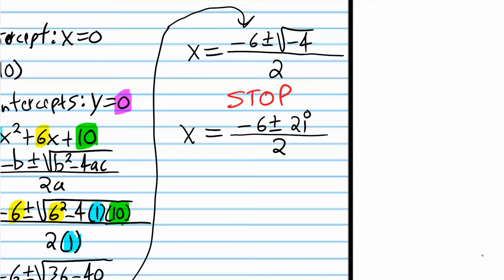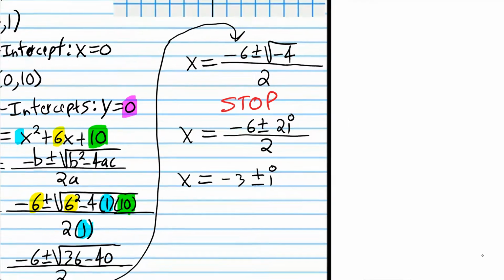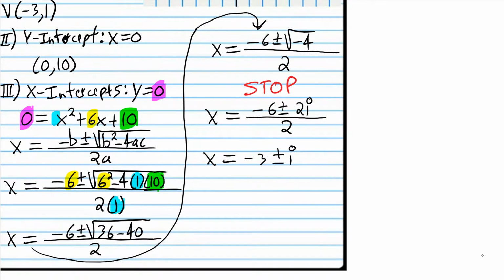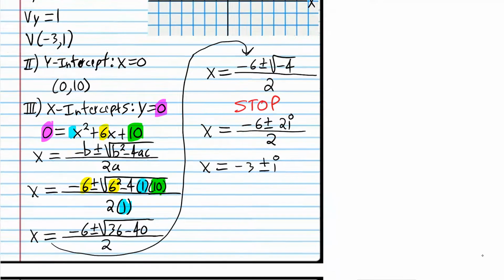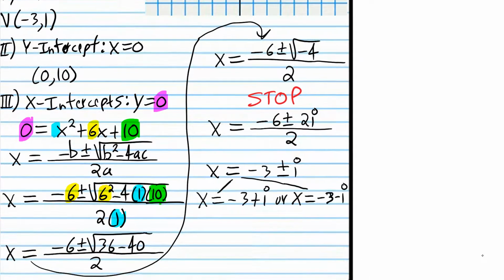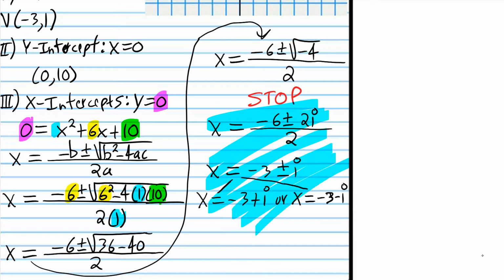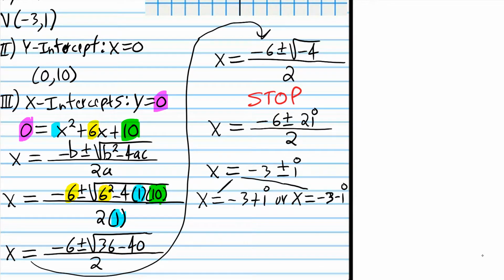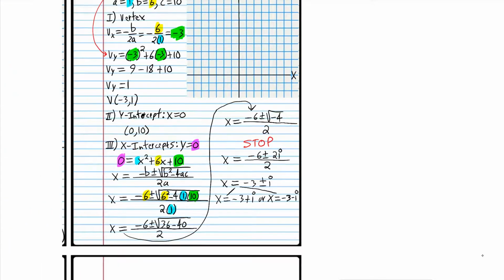And so now we can just reduce that, divide everything by 2, and we get -3 plus or minus i. And so we have two solutions, -3 plus i and -3 minus i. But again, these are not real numbers, so they don't appear on an xy plane. But again, I only did this work here to show you what happens when there are no x-intercepts. You're always going to get an i, a negative under the root, when there are no x-intercepts.